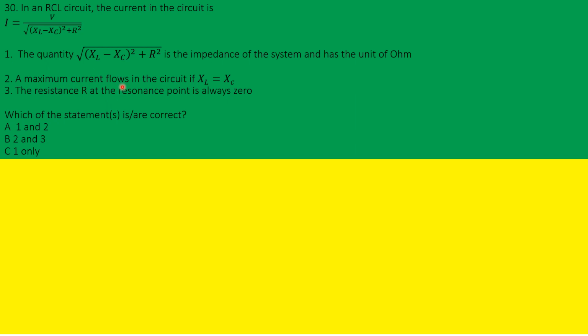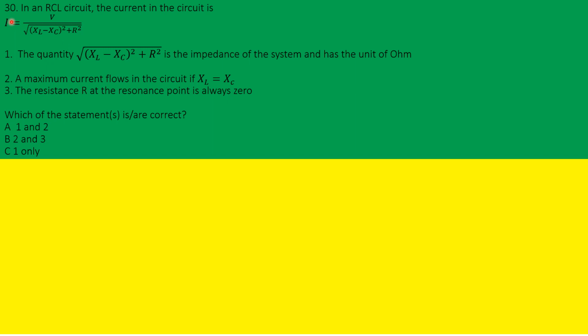All right, in an RCL circuit, the current in the circuit is, all right, is that, so one says that is the impedance of the system and has the unit of ohm. Correct, very correct. XL is the reactance of the inductor, XC is the reactance of the capacitor, and then of course R is the resistance of the resistor. So A2 says a maximum current flows in the circuit if XL equals XC.